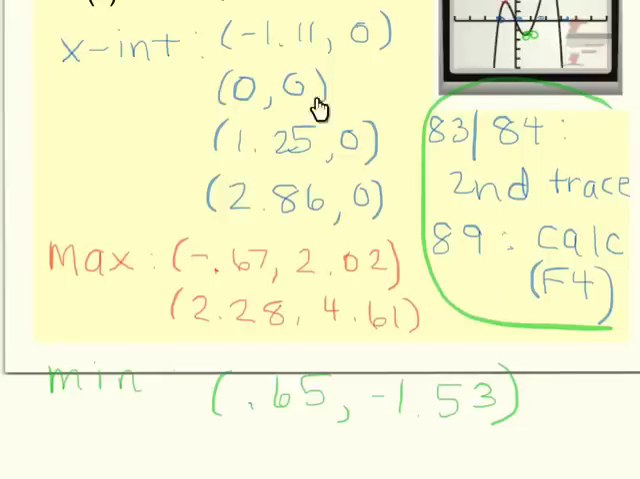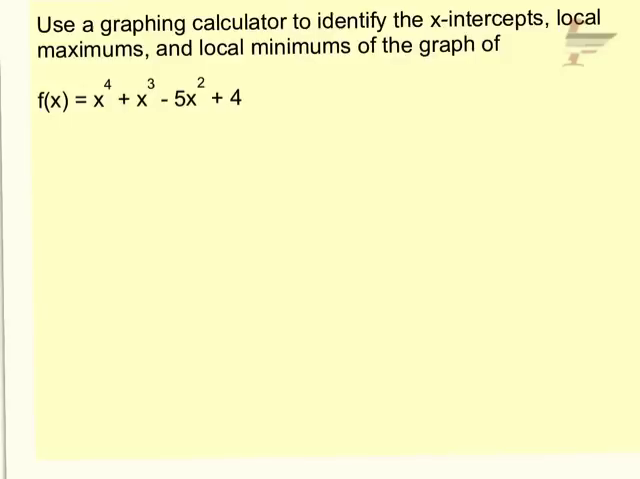I would tell you where to round these. Note I rounded everything to the hundredths, but I would for sure let you know where you should round those. So I feel like these are pretty straightforward. You either know how to do this on your calculator or you don't.